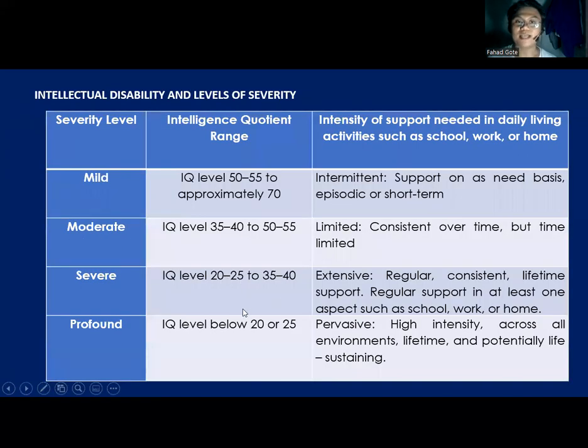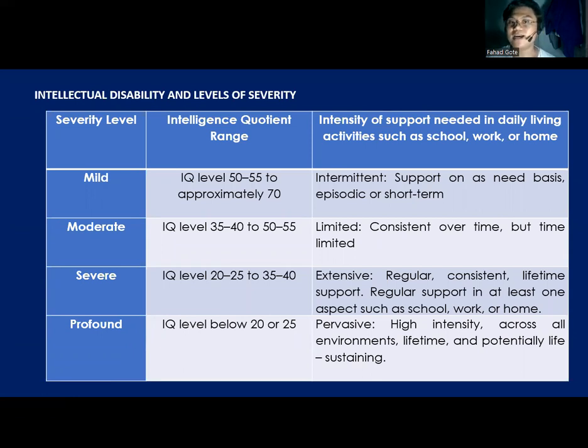For intellectual disability and the levels of severity: the extent to which a person's intellectual capabilities and adaptive skills differ from what is considered normal can be described using terms such as mild, moderate, severe, or profound. Mild describes the highest level of performance, profound the lowest. For the severity level mild, the IQ level is 50 to 55 to approximately 70. Moderate IQ level is 35 to 40 to 50 to 55. Severe IQ level 20 to 25 to 35 to 40. And profound IQ level below 20 or 25.